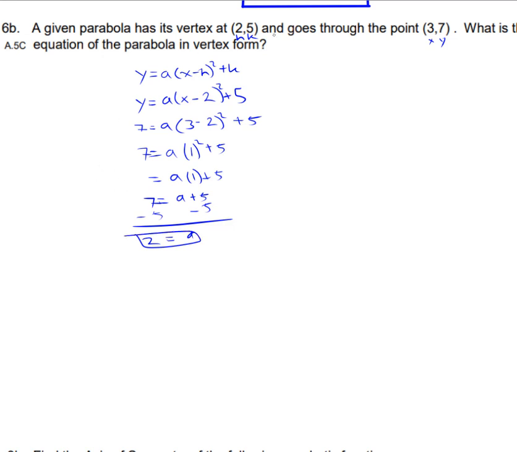Now that's not my answer, but that is my a value because they want the full equation. I need to take that 2 for a, and I'm going to plug it into this spot where I was missing my a value, right there. So now my answer is y is equal to 2 times x minus 2 squared plus 5. And once again, that is so ugly. Sorry, let me rewrite that, or that's going to bother me. All right. So y is equal to a times x.